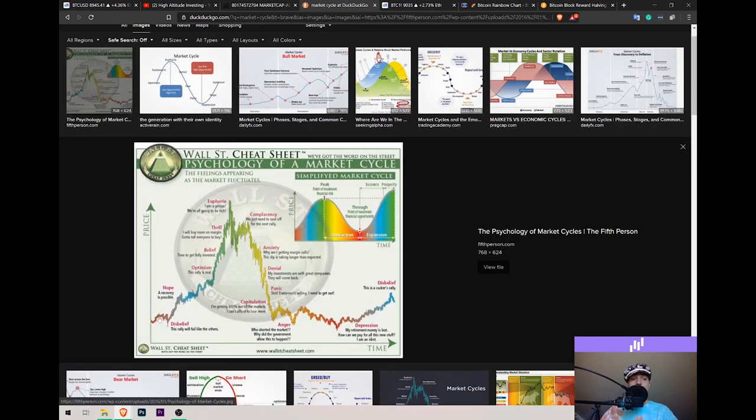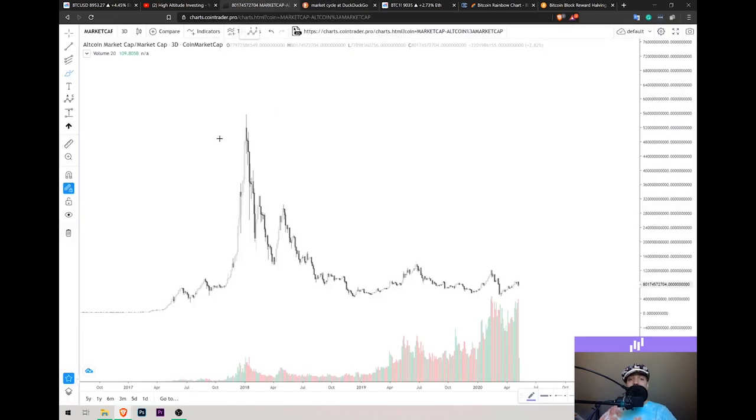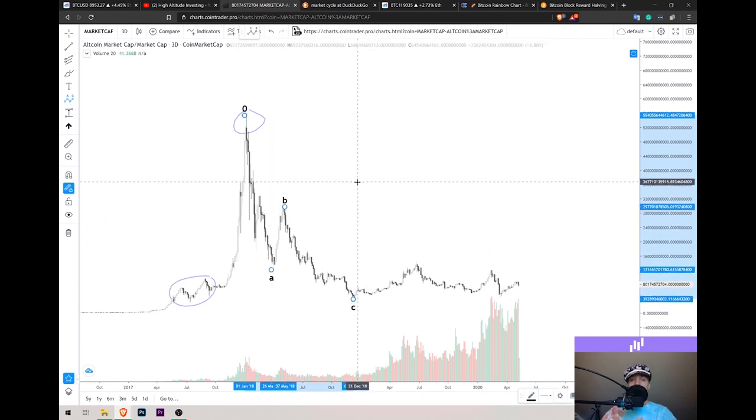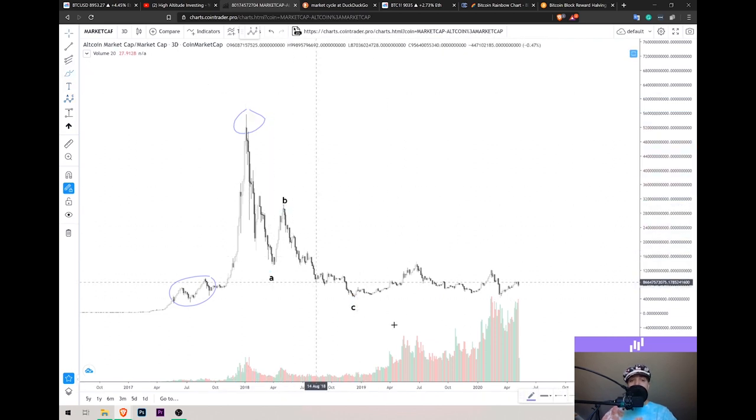You guys, this is the first sell-off or the disbelief phase of a market cycle. Then you get euphoria, then you get an ABC corrective pattern, then depression, and then disbelief. So what do we see here inside of the altcoin market cap? Well, we see the first sell-off, we see euphoria or no paradigm. Then what did we get? We get a beautiful, perfect ABC corrective pattern. Then we start basing out.